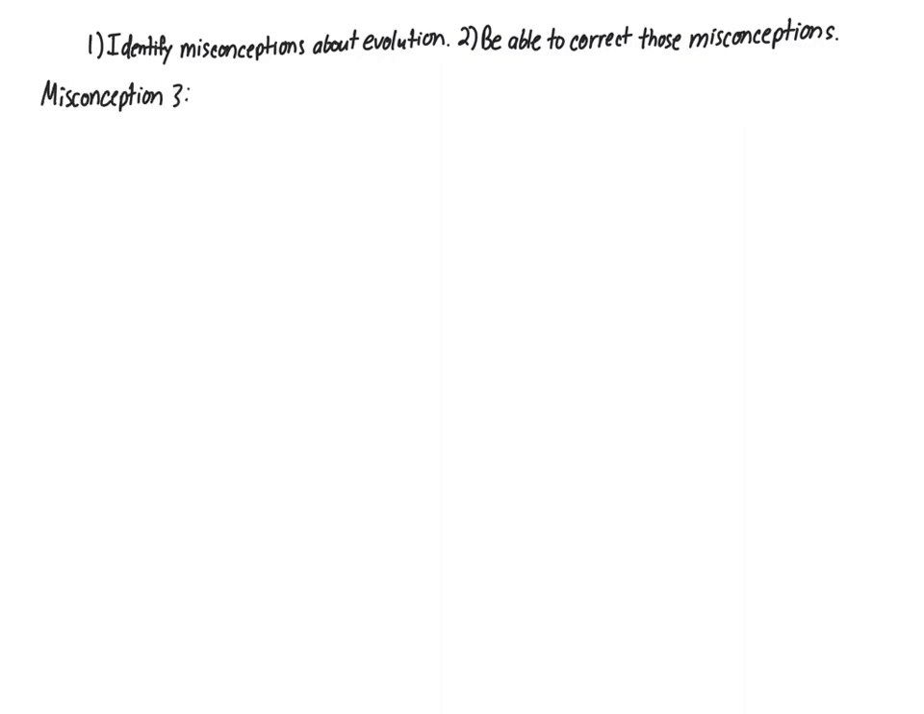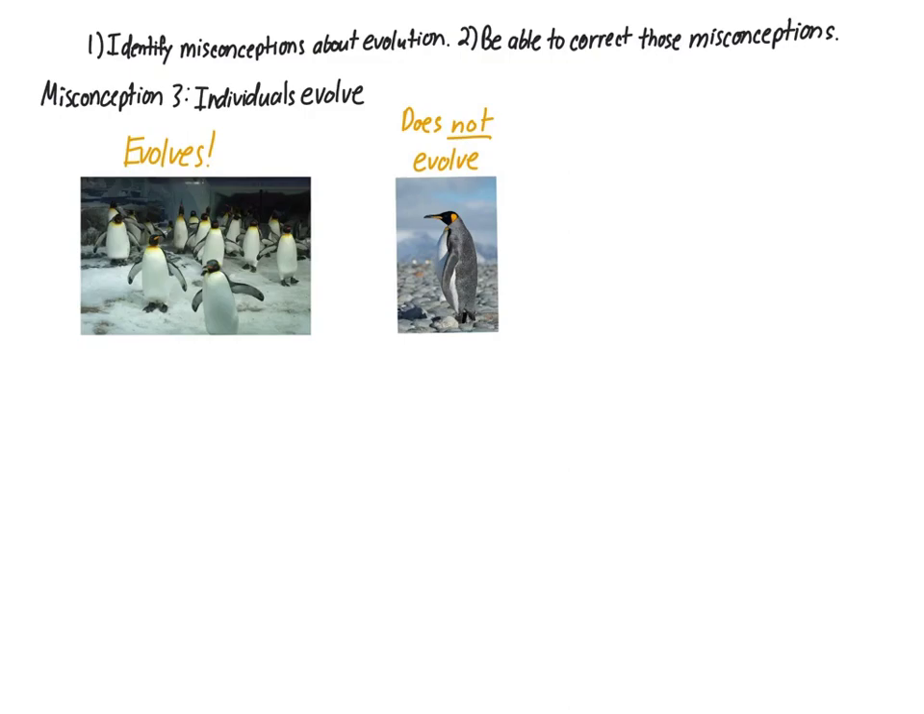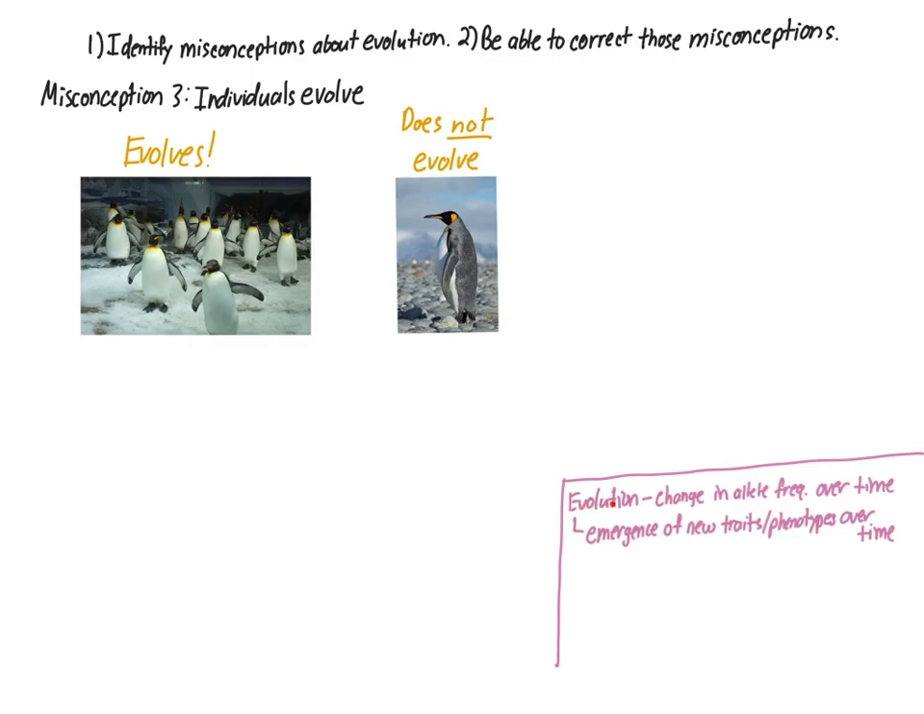Okay, so our third misconception we'll debunk is that individuals evolve. Individuals don't evolve. That's something that populations do. Recall from the last video that evolution is genetic change over time, and that this genetic change comes with the emergence of new traits and phenotypes.